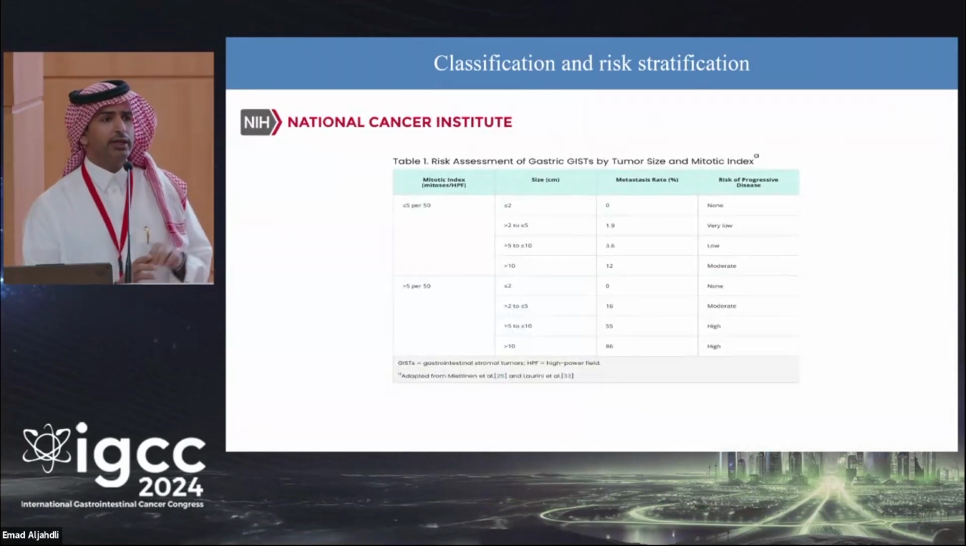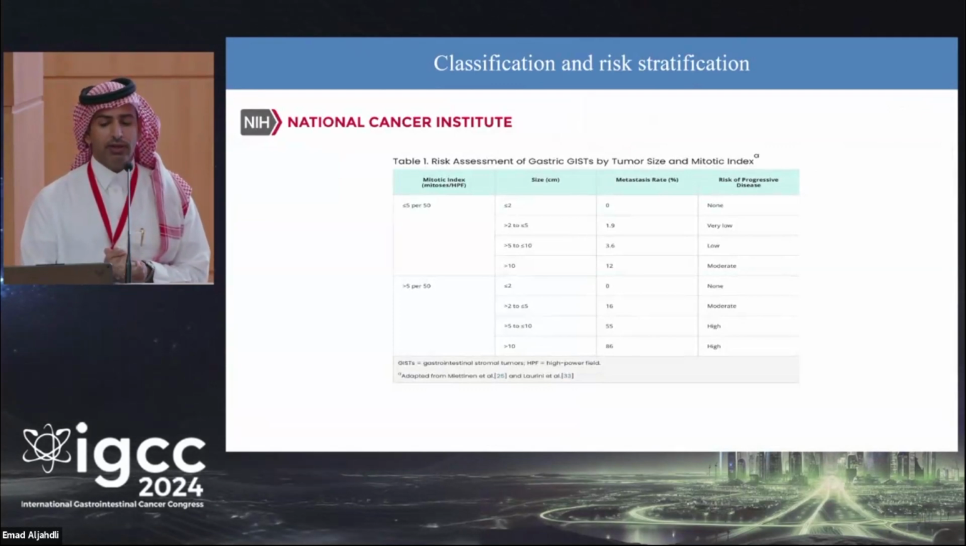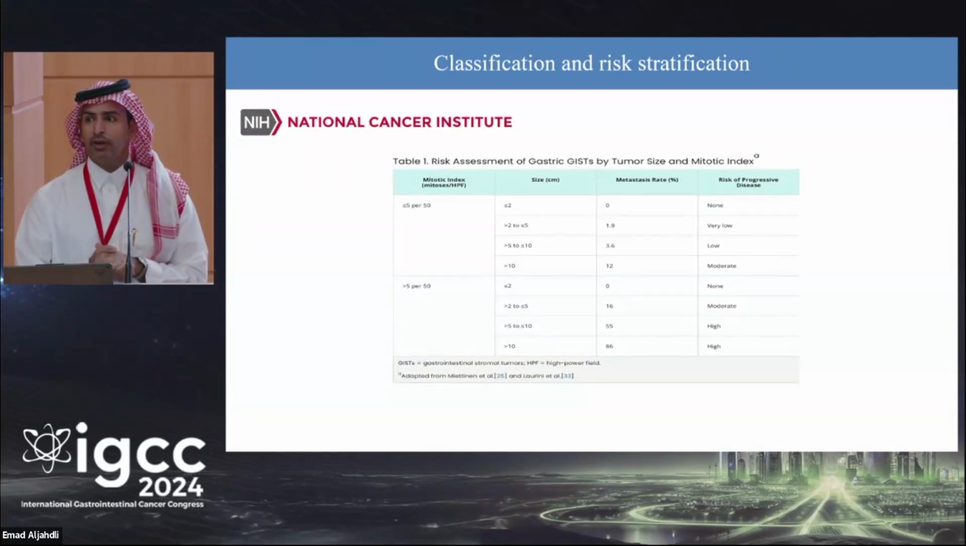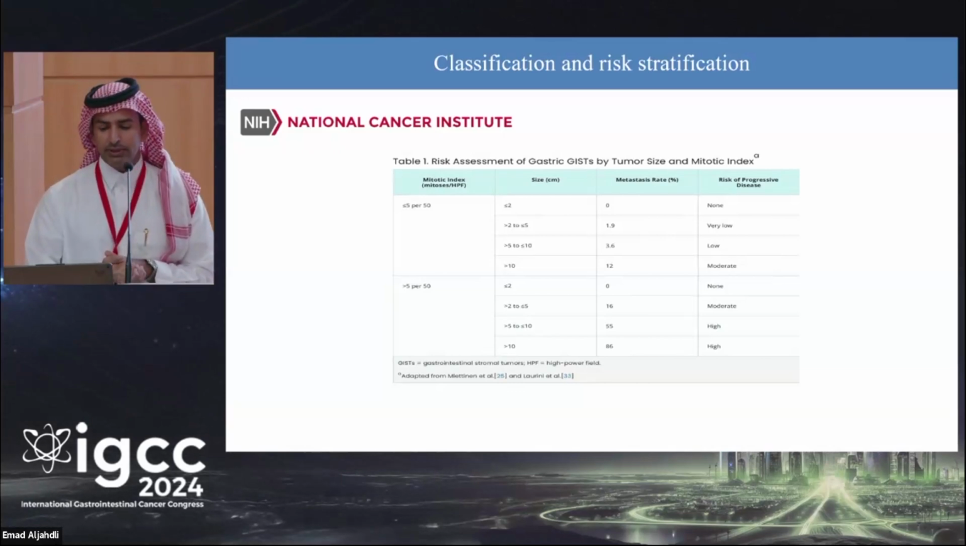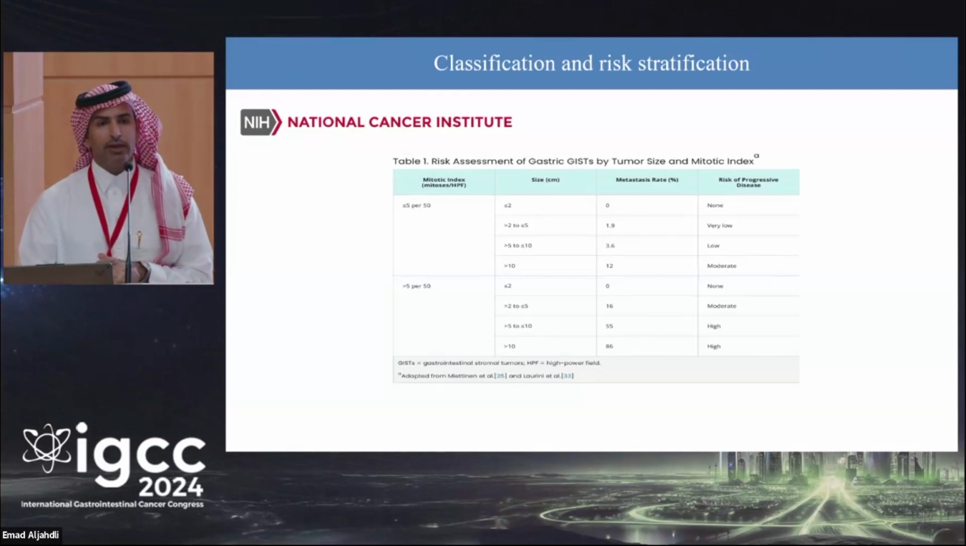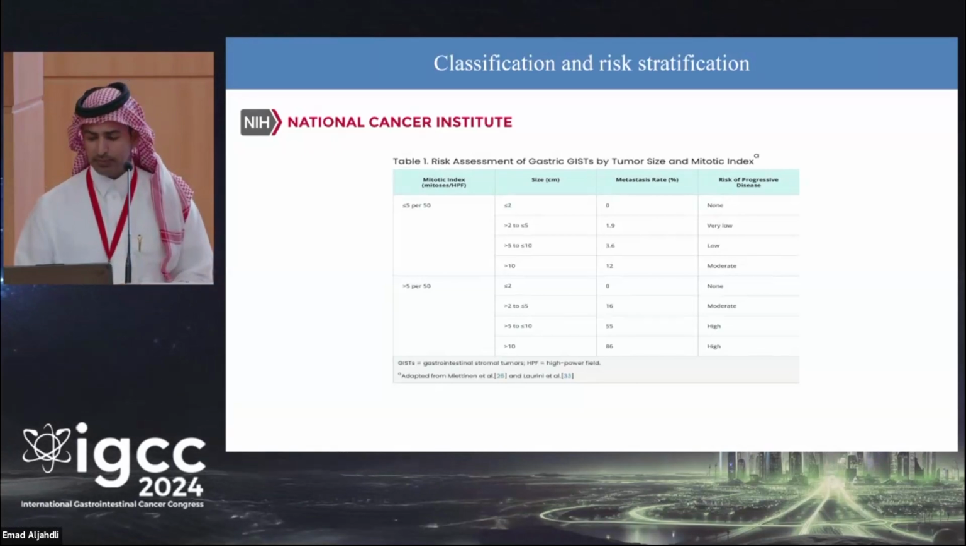If you take a look at this from the NIH, for the smaller lesions, less than 2 centimeters, regardless of their mitotic figure, there is almost very low to zero risk of metastasis. But if the mitotic figure is more than 5 and the lesion is more than 10 centimeters, they probably have metastasis of up to 86%.